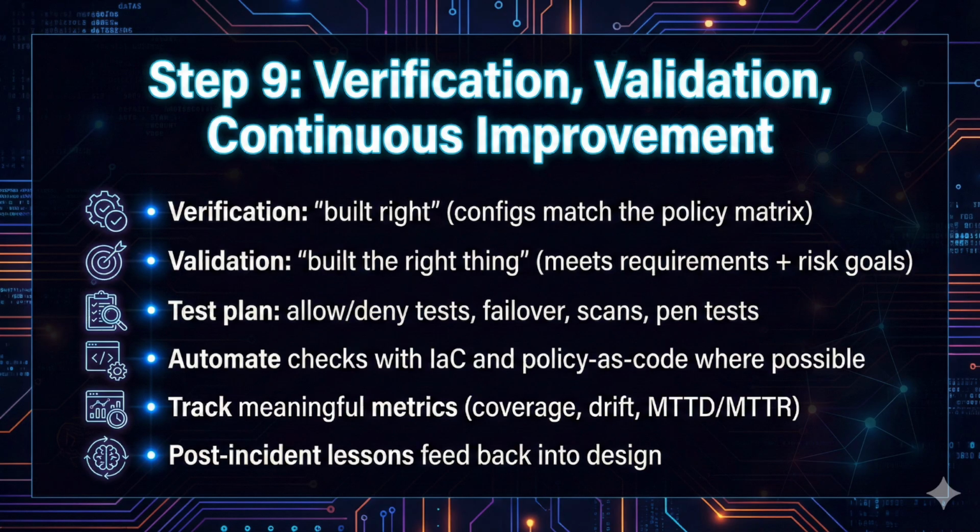Automation helps here. If you manage firewall rules and cloud security groups as code, you can add automated checks. No inbound admin ports, logging enabled, default deny, and only approved egress. Then track metrics that matter. Mean time to detect, mean time to respond, patching SLAs, and control coverage for your highest risks.